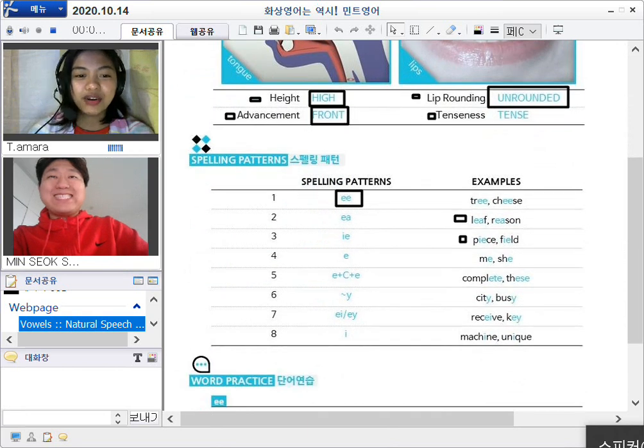And then the fourth spelling pattern, words that end in the letter E. Could you please read the samples? Me, she. Good job.